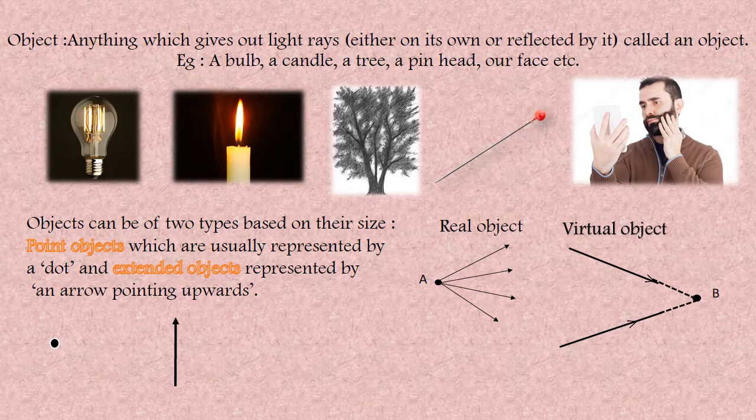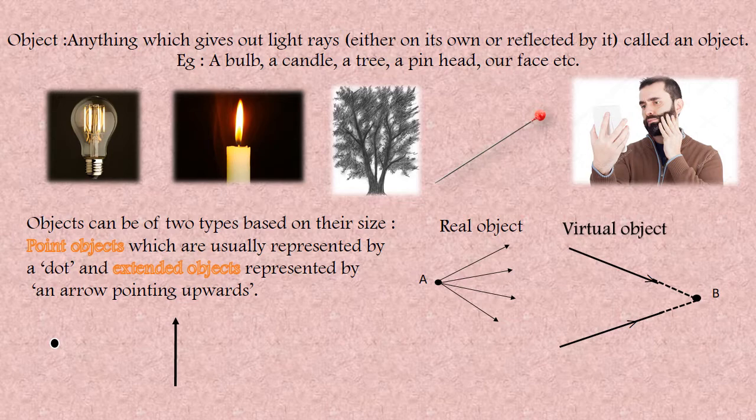So when we draw spherical mirrors, we will be using extended objects. Always, extended objects are represented by an arrow pointing upwards. Now what do we mean by a real object and a virtual object? A, as you can see, is a point object. And why is it a real object? Because light rays are emerging out of it.